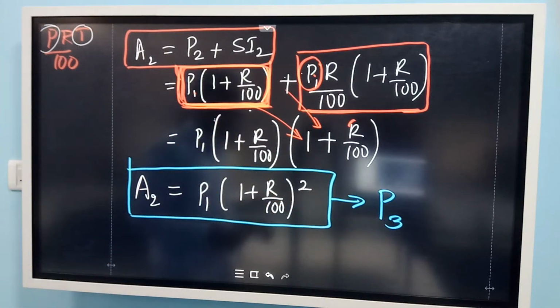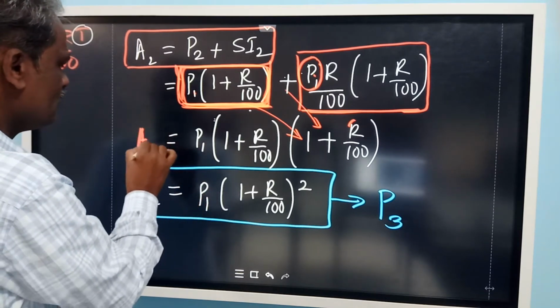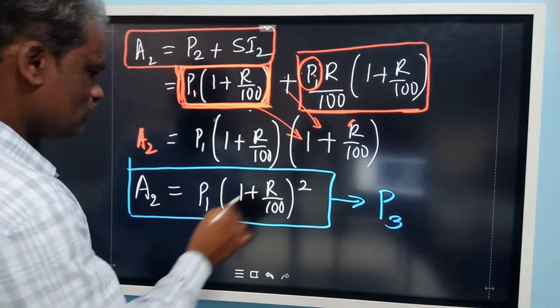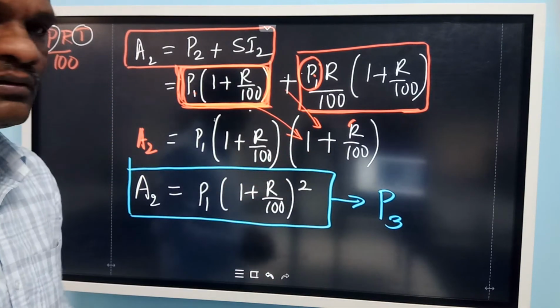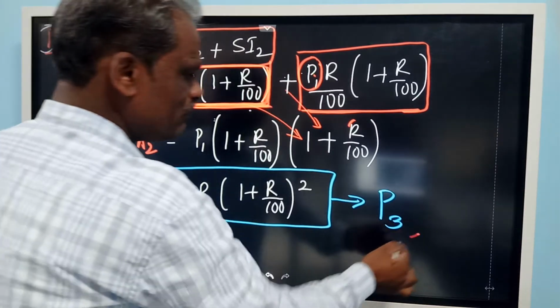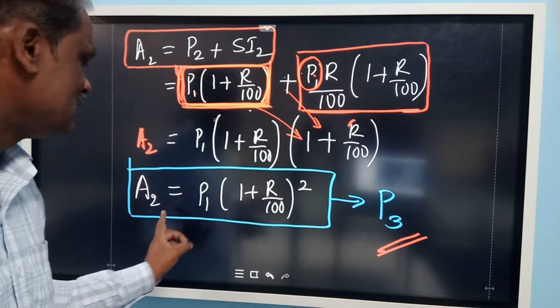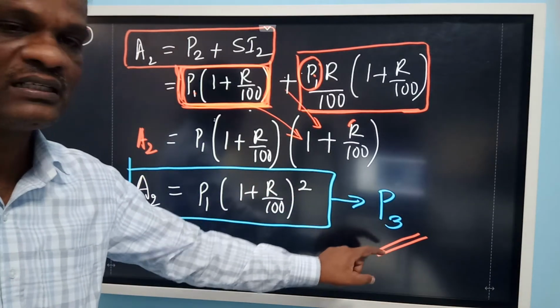So now you look at this, amount will become, this is A2, P1 into 1 plus R by 100, 1 plus R by 100. So it is whole square. Repeating now, you can make it square. So this is the principal for the third year. This amount of the second year will become the principal for the third year.